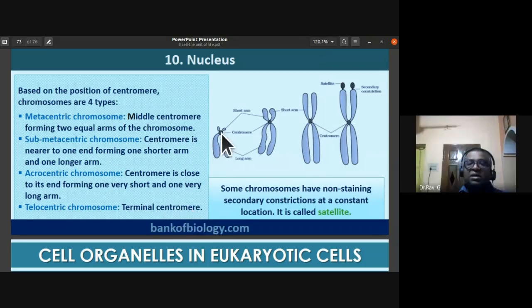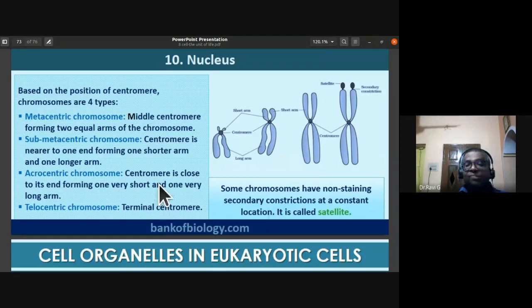In the telocentric chromosome, the centromere is terminal in position, whereas in acrocentric it is subterminal, or close to its end, forming one very short arm and one very long arm. So V-shaped, L-shaped, J-shaped, I-shaped. In the telocentric chromosome, the centromere is terminal in position.